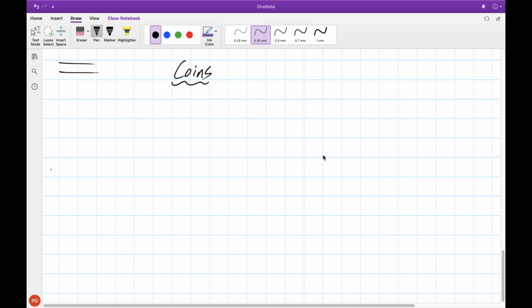This time we're going to be talking about coins. We've got two examples, and part of these examples I want to try and remind you what the different coin values are, and there's actually two different ways we can deal with these types of problems.